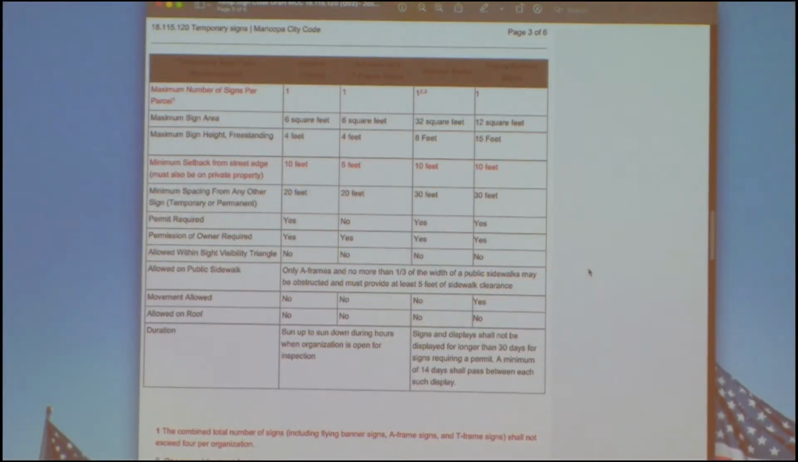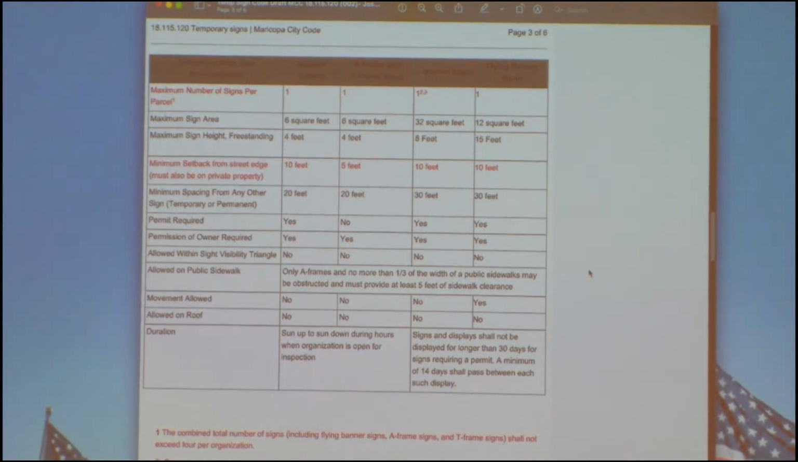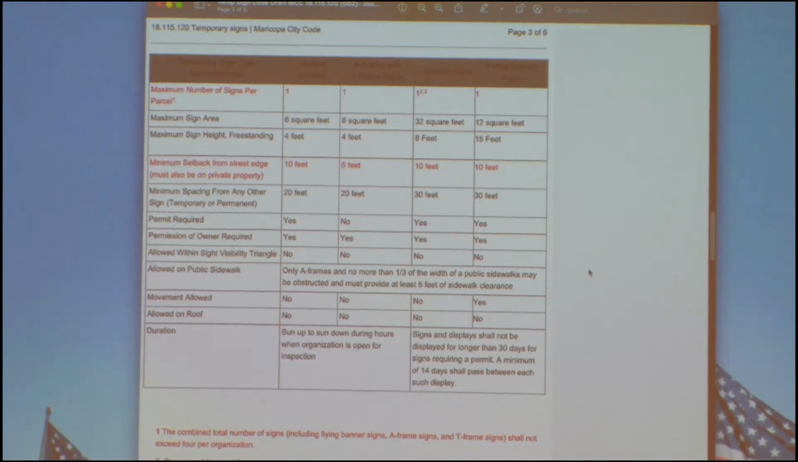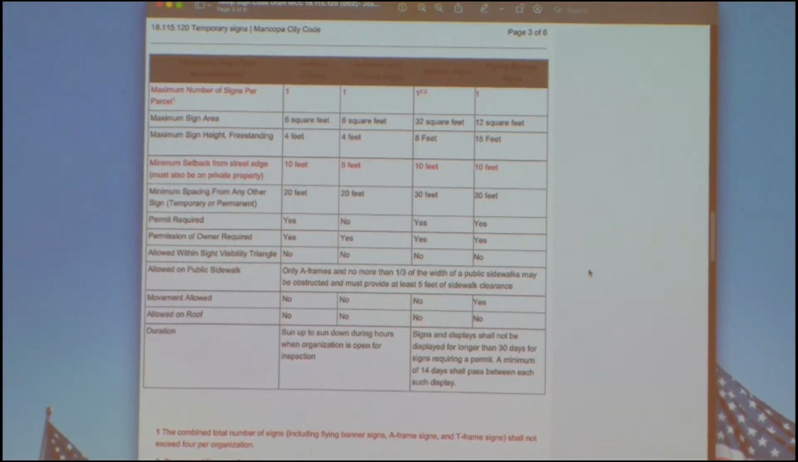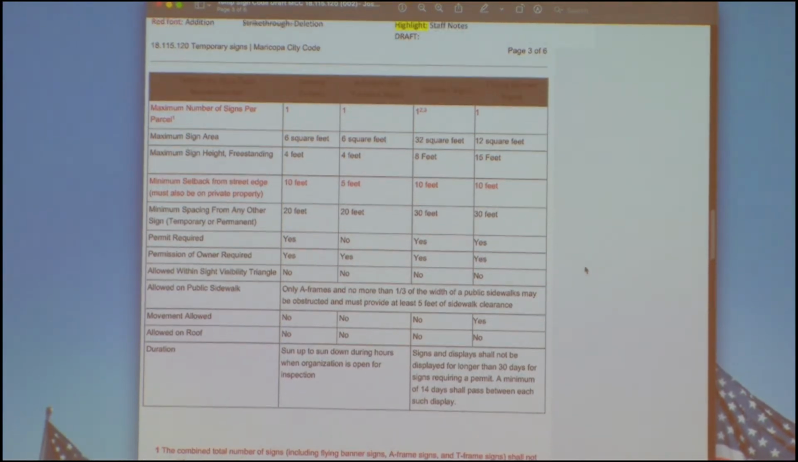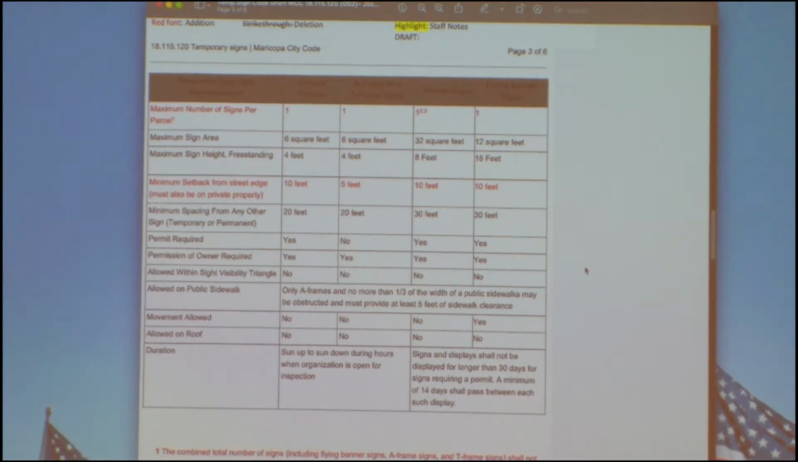If I can shift down to the next page. In this table, 18.115.120C, and this is for non-residential zoning districts. And so just give me an idea, what does this relate to? What type of signs? So this is for non-residential districts, anything that has some sort of business aspect to it, any retail, any commercial, a special commercial event zone.